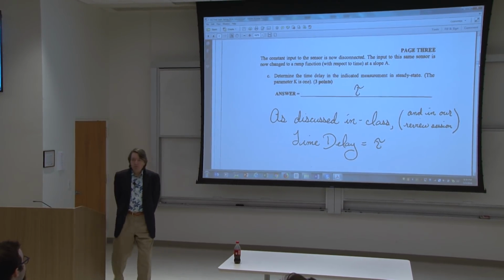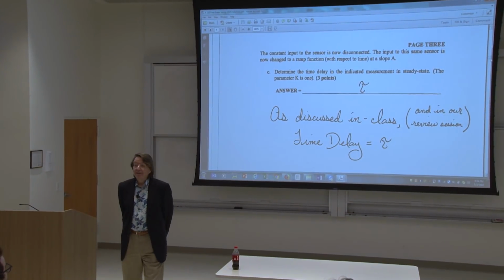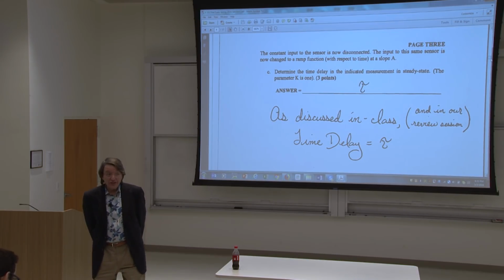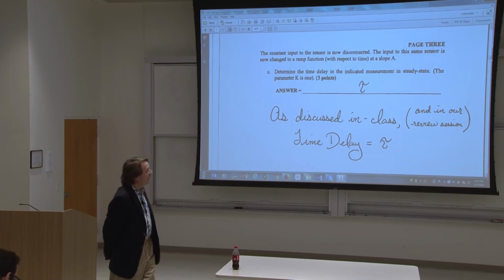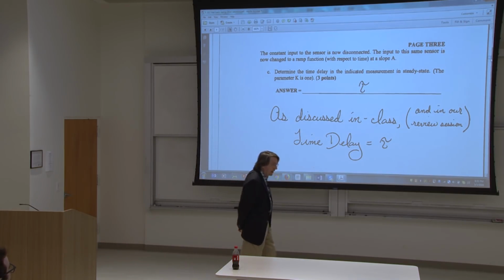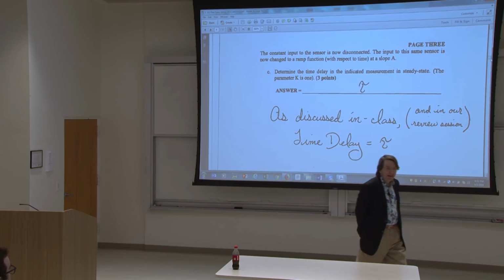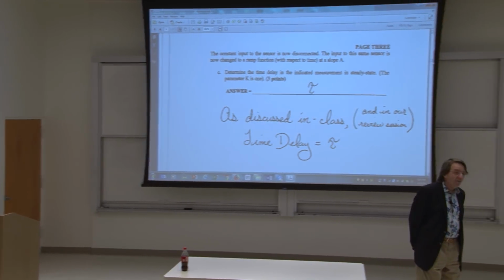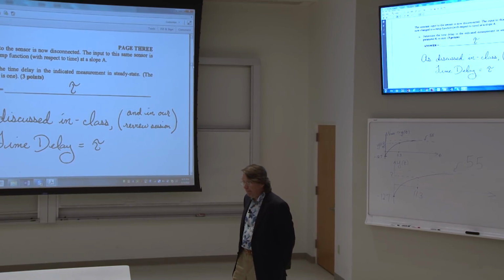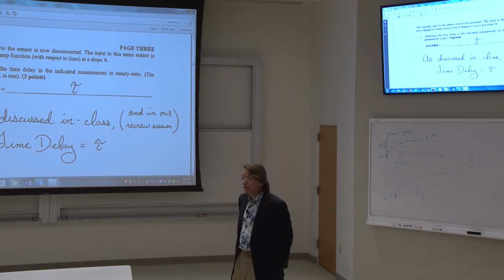This is the next part of the problem. We kind of jump ahead into chapter 11. Now, you don't have to prove this. You just have to know it. It says here, the input is now disconnected. The constant input is disconnected, and we now have a ramp. So now we have a ramp input to a first order system.